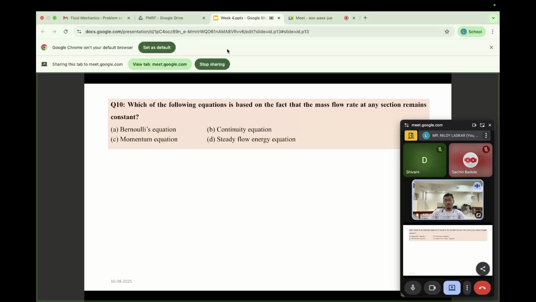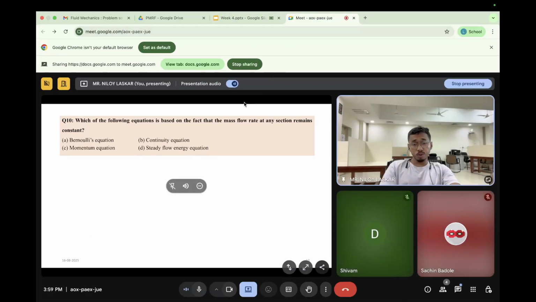What is given? Which of the following equations is based on the fact that the mass flow rate at any section remains constant? These are the four options. So please try to answer. I am giving you 1 minute.